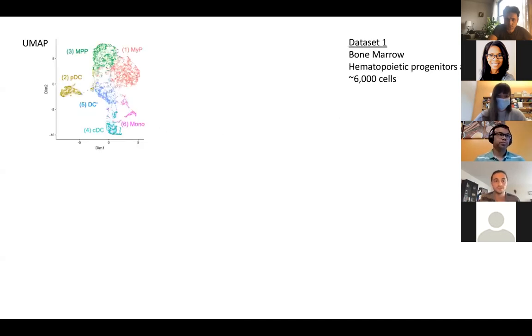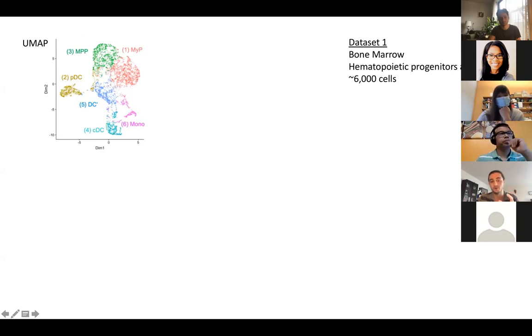Okay, so the first data set that I'll jump into, and I'll try not to make this too prolonged because I know Reza wants to go through and show more examples with coding specifically, but I'll just show you some of what we've seen as the advantages. This data set was from bone marrow hematopoietic progenitors. After QC and everything, it came out to about 6,000 cells. And this is our clustering based on UMAP that shows that we have some early myeloid progenitors, some even earlier multipotent progenitors.